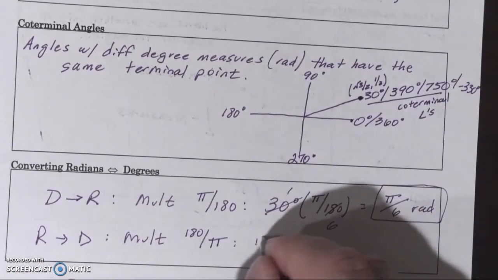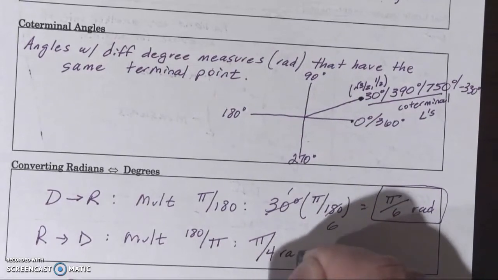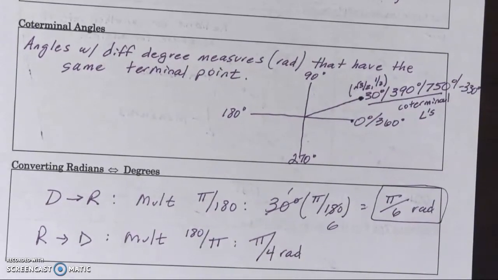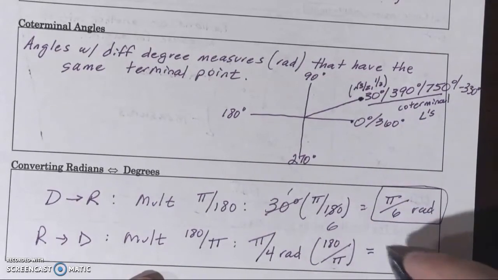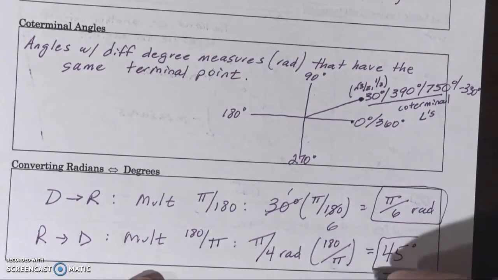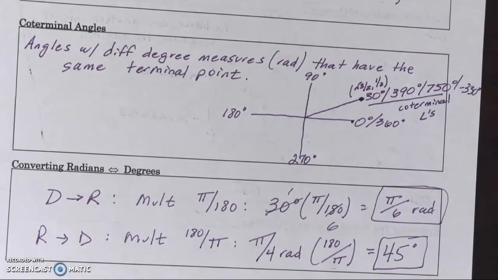You can even do another one. If we had pi over 4 radians and we wanted to convert to degrees, we'd multiply by 180 over pi. That would end up equaling 45 degrees. Okay, so we went fairly quickly. A lot of basic stuff here.